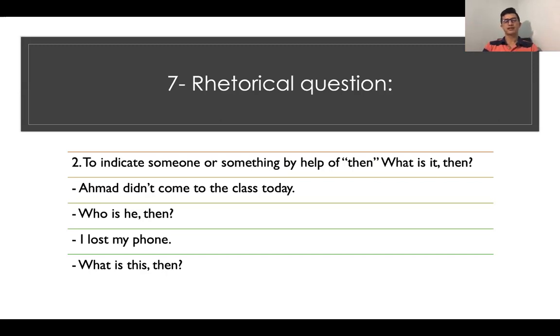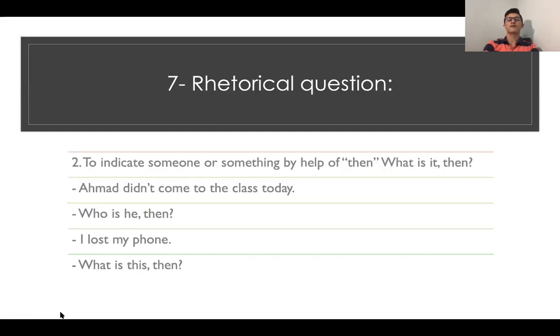Look at the second example. I say, I lost my phone. And you say, what's this then? So there is a phone, for example, in my pocket here, and I say I am so sad, I lost my phone. And then you point to my phone and say, what's this then? Okay, what's this then if you lost your phone? So it is also just another type of rhetorical question.